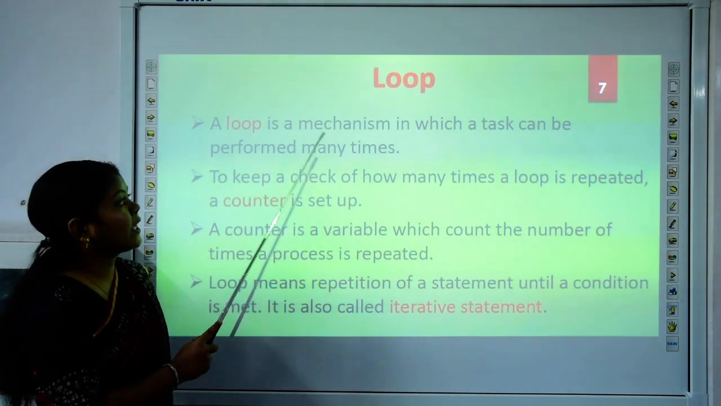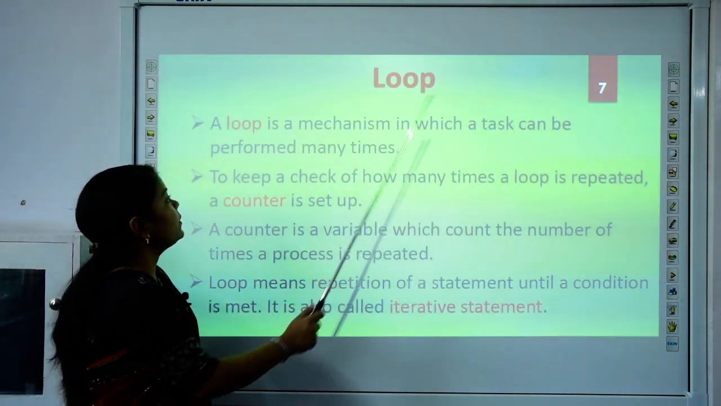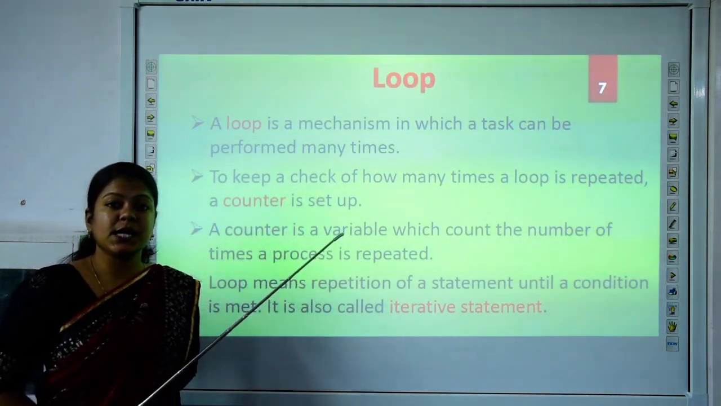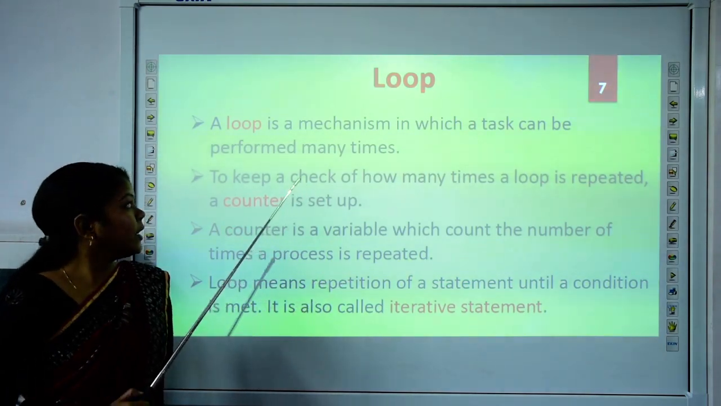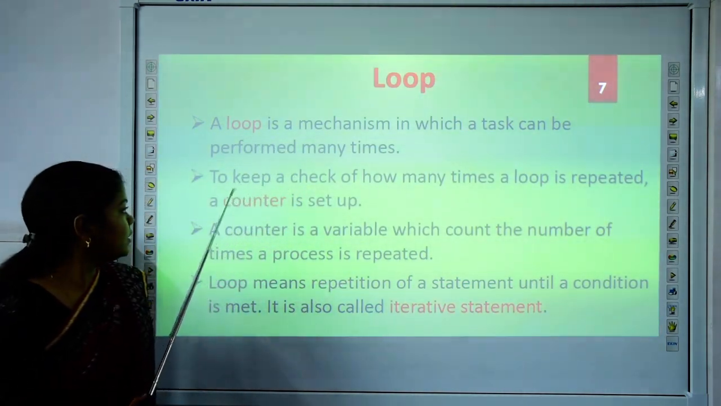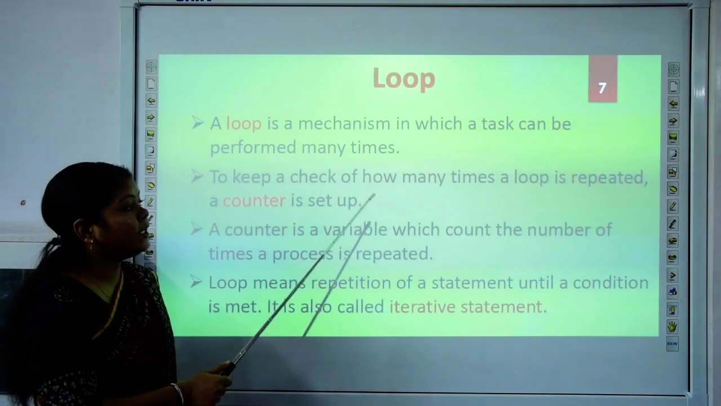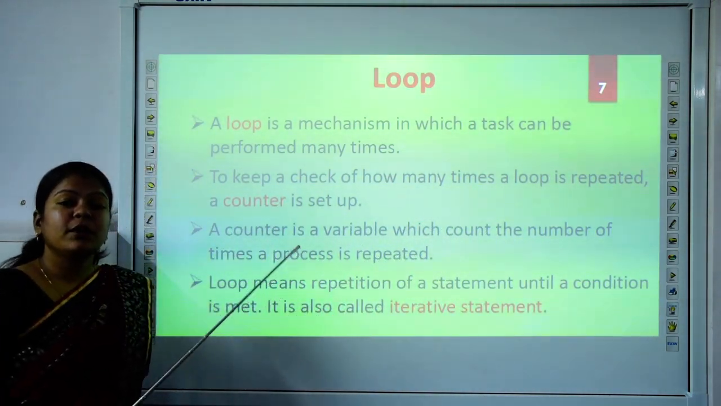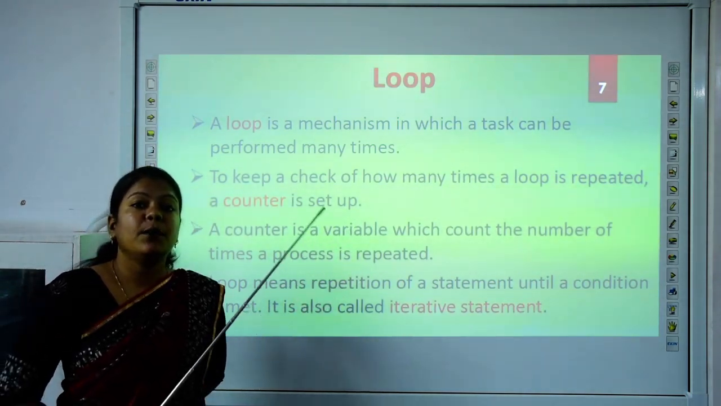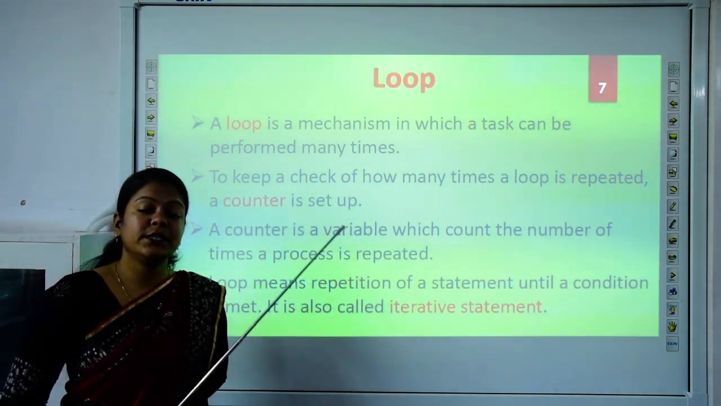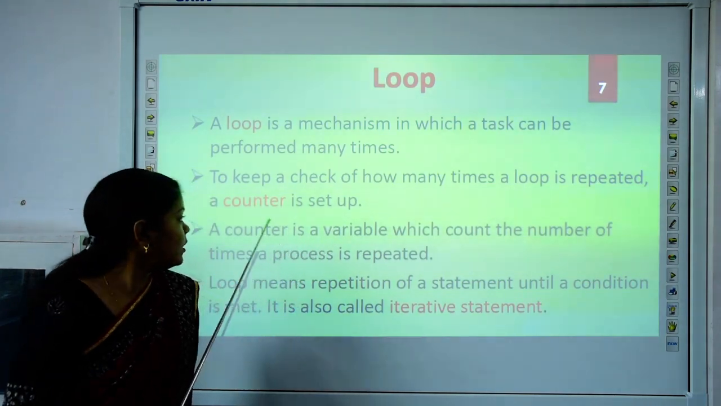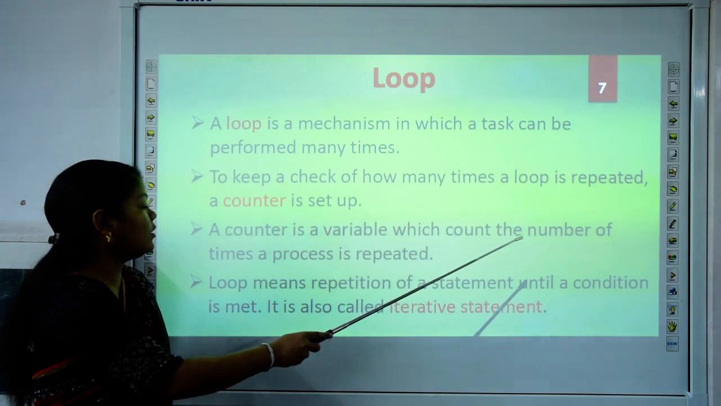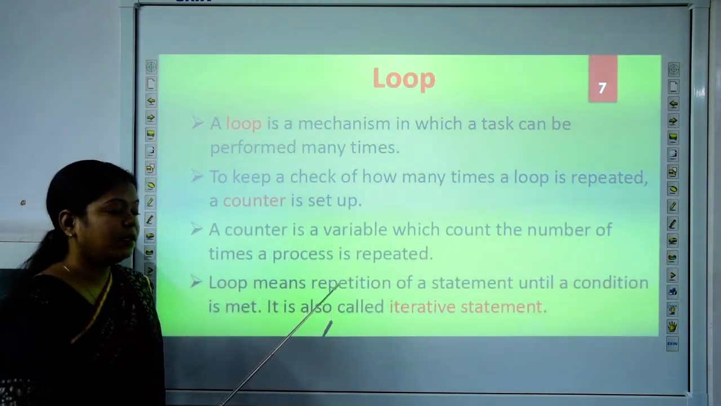A loop is a mechanism in which a task can be performed many times. So students, if you want to repeat a task many number of times, you can use the loop. To keep a check of how many times a loop is repeated, a counter is set up. So if you want to count how many times a task is repeated, then you have to use a counter. Okay. A counter is a variable which counts the number of times a process is repeated.